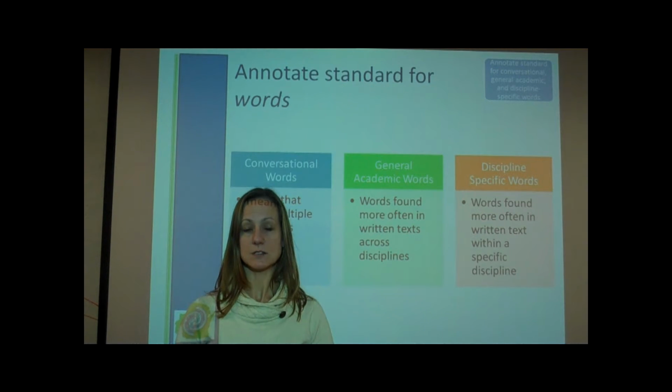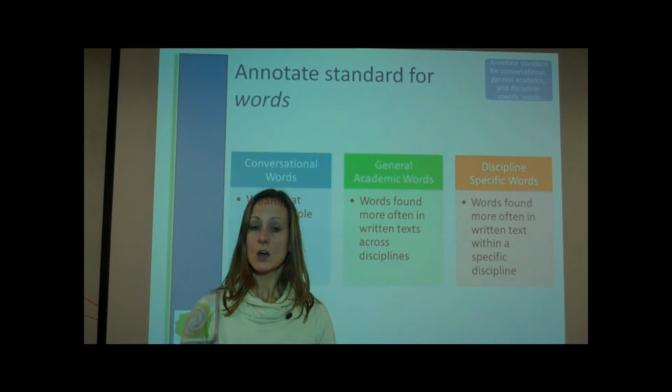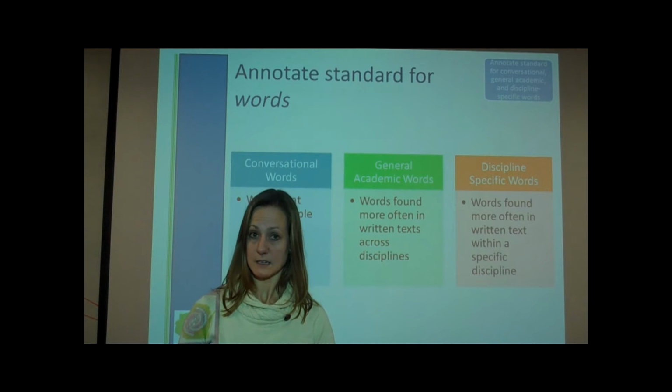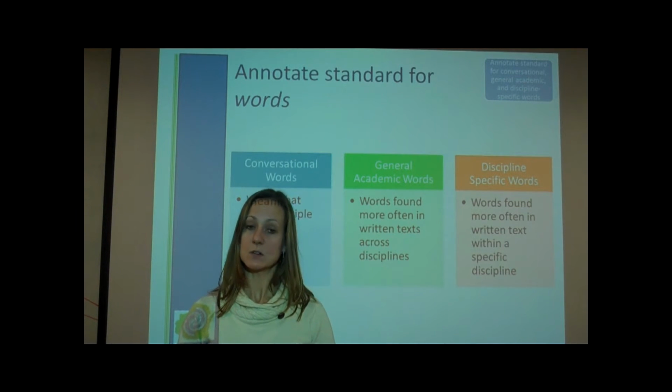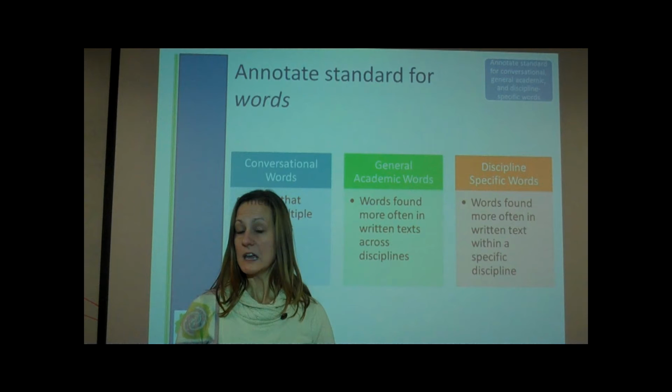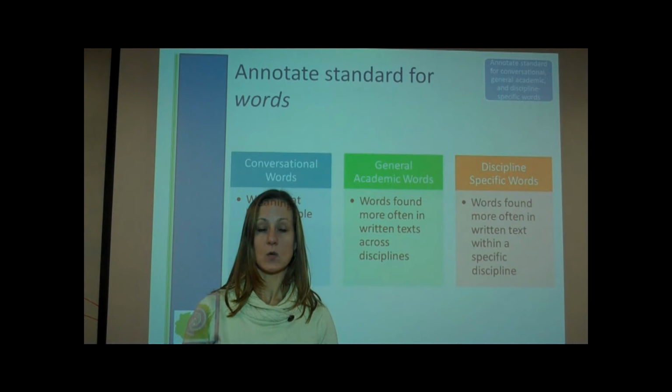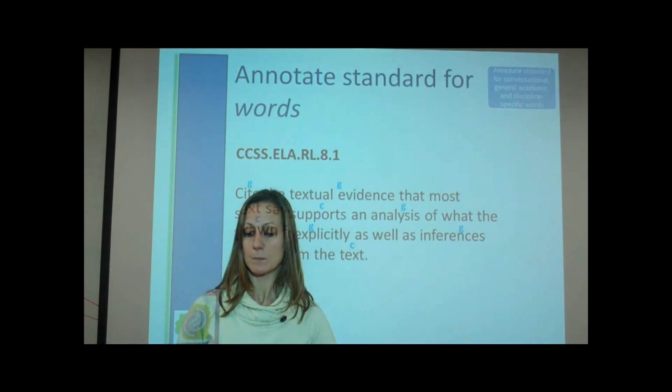Next, we want to evaluate the standard for the language demand. Common Core State Standards has 3 tiers of words. Tier 1 are our conversational words, words that we use in everyday conversation but might have multiple meanings. Tier 2, which are our general academic words, are words that students will encounter in multiple classes. And our Tier 3 words are our discipline-specific words, and these are words that kids are going to find specifically in specific coursework.